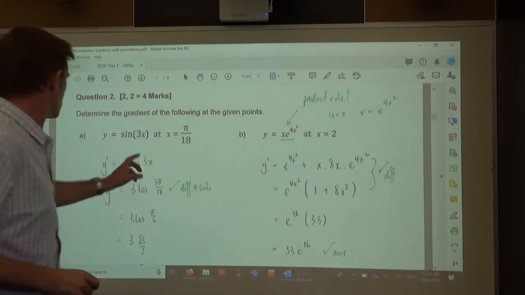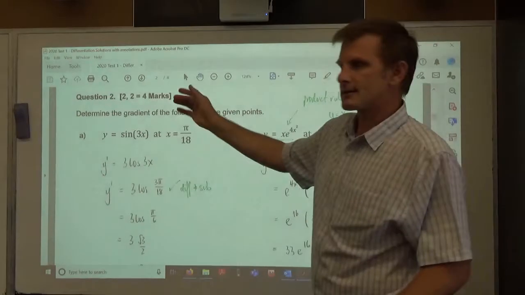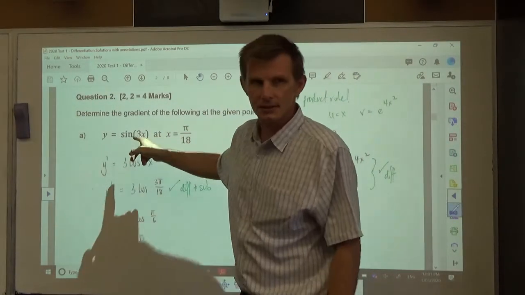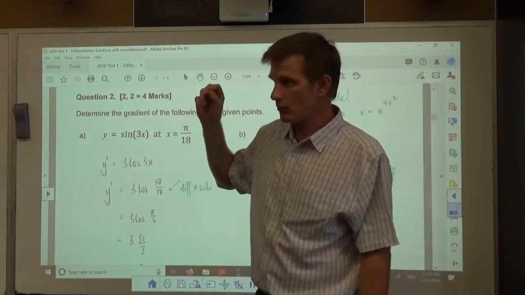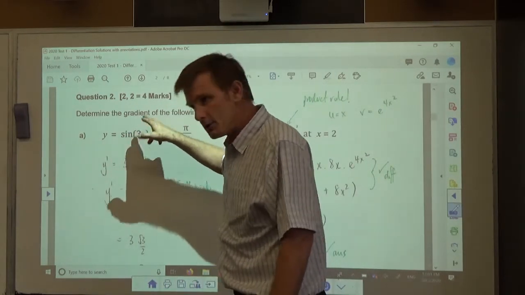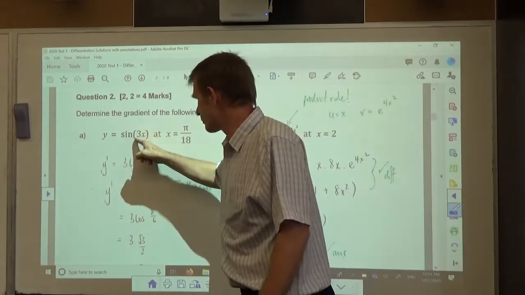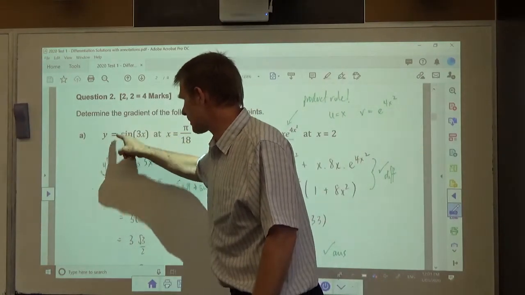Question number 2. Let's do 2a here at the start. Sine 3x. Now, a lot of people forgot that this is, again, a chain rule question. It's sine of u and u equals 3x. So because of that, the derivative of this needs to come out front.